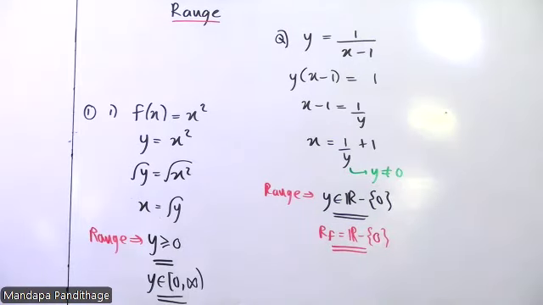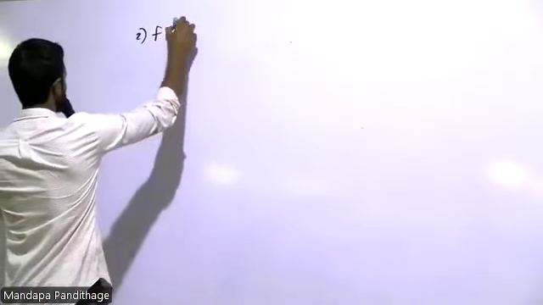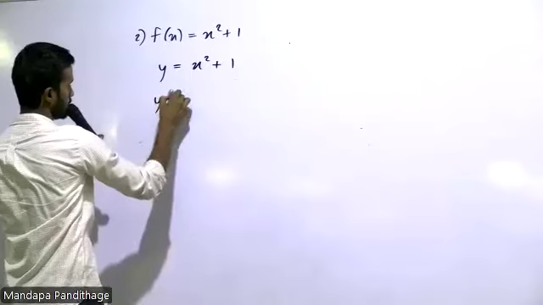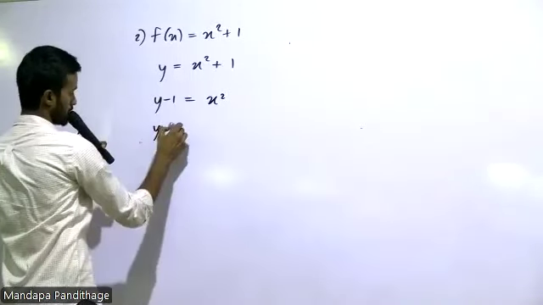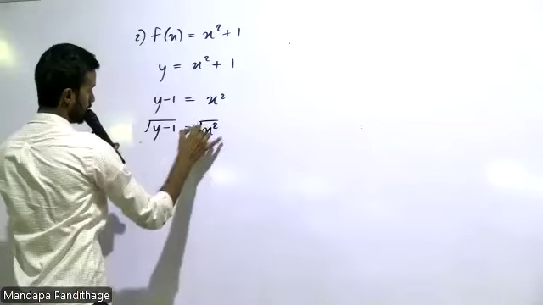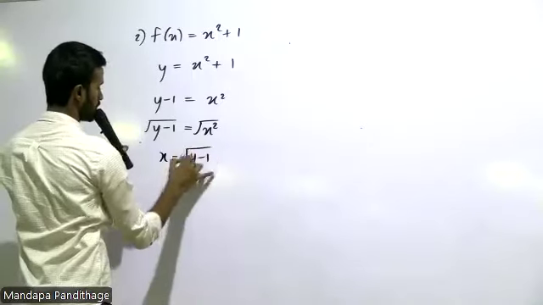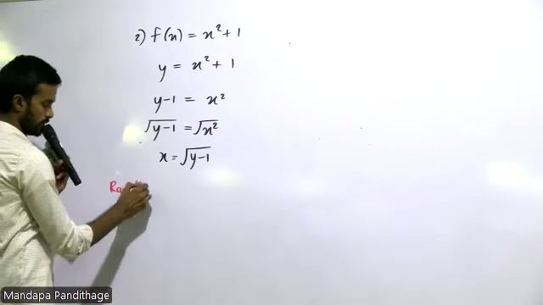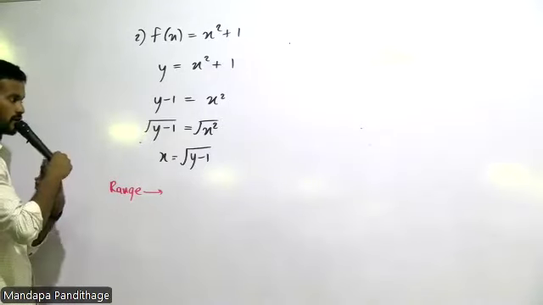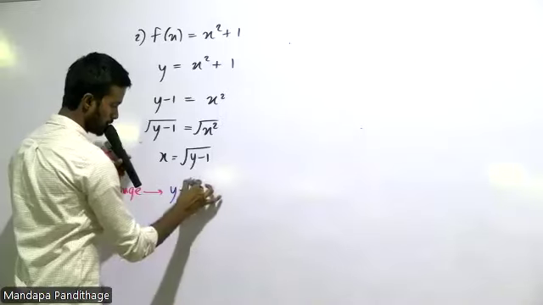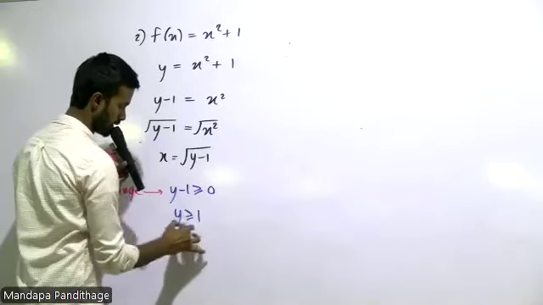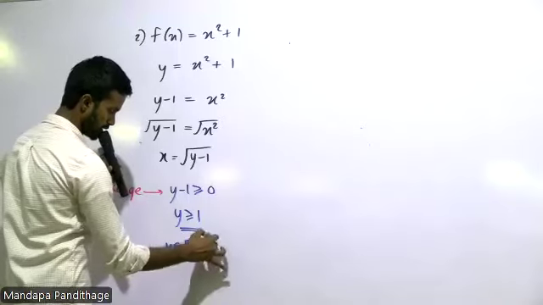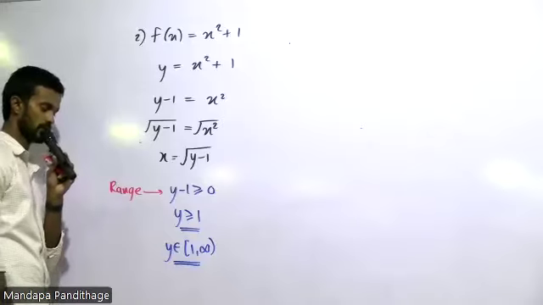Okay, question number 2. I told you they have given it as f(x) but name it as y. So y is equal to x squared plus 1. We are supposed to subject x. y minus 1 is equal to x squared. Consider the square root. Then I get x is equal to the root of y minus 1. So after subjecting x, check whether there is a square root or whether there is a denominator. Then I get y minus 1 is greater than or equal to 0, which means your range is y is greater than or equal to 1. If you write it as a set, y is an element of [1, infinity). Clear?